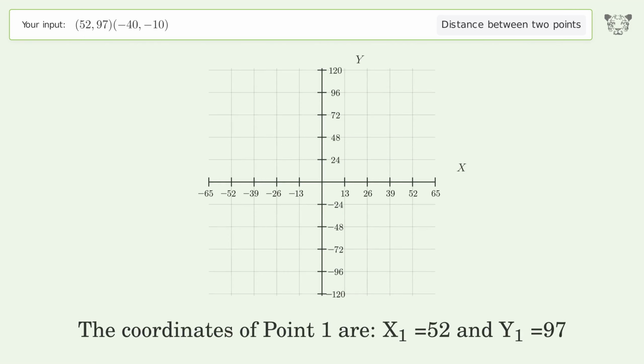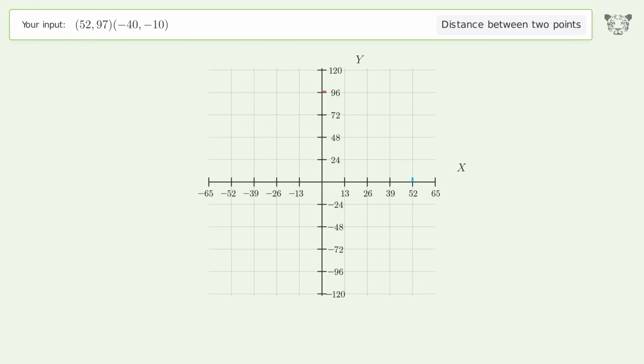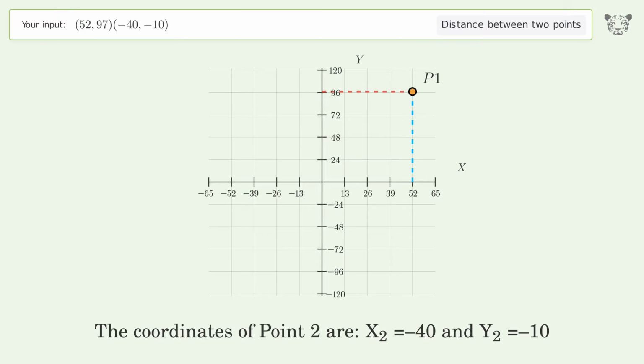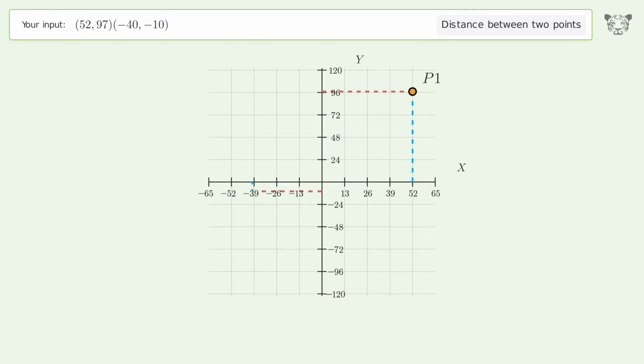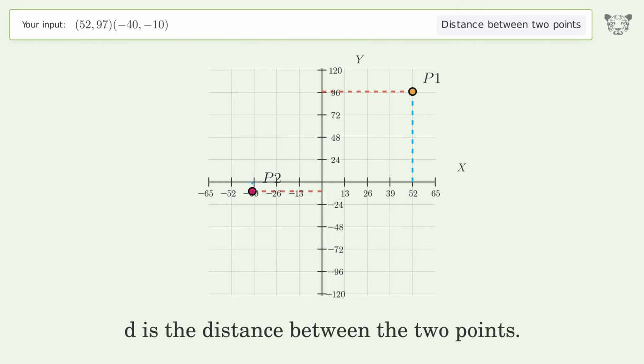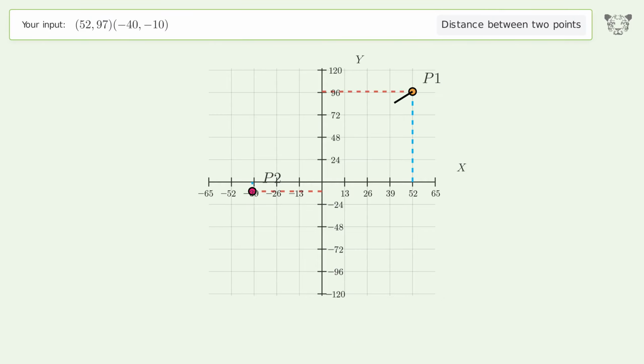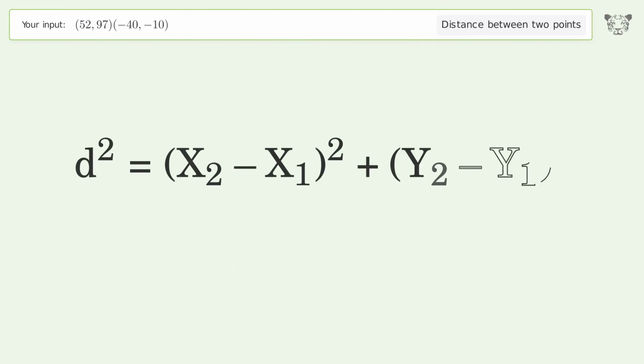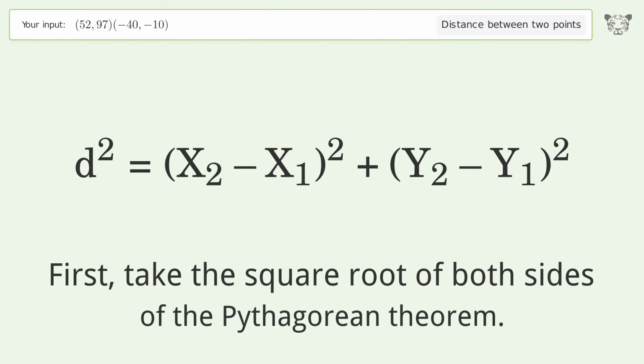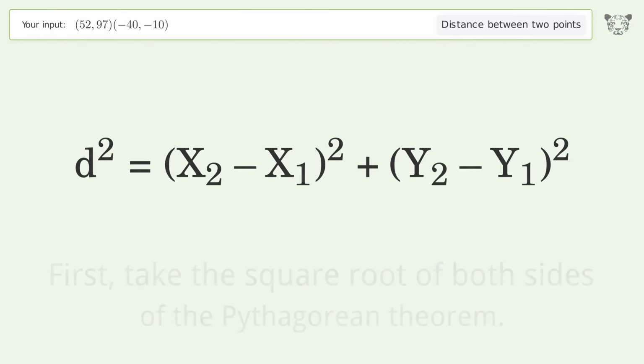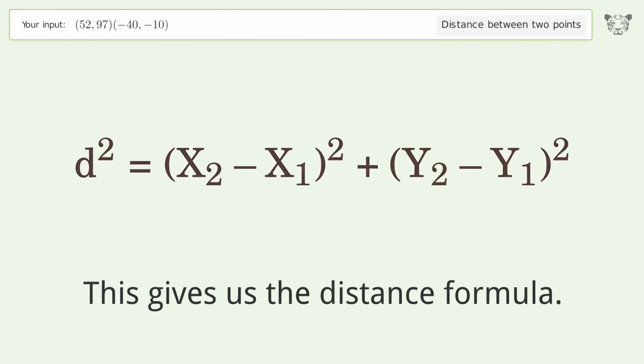The coordinates of point 1 are x1 equals 52 and y1 equals 97. The coordinates of point 2 are x2 equals negative 40 and y2 equals negative 10. D is the distance between the 2 points. First, take the square root of both sides of the Pythagorean theorem. This gives us the distance formula.